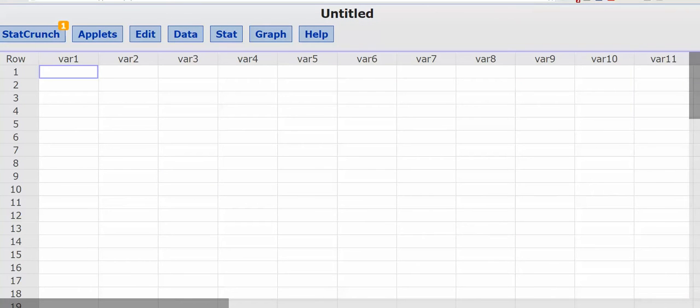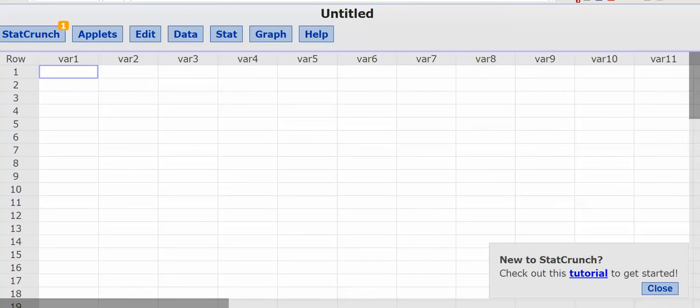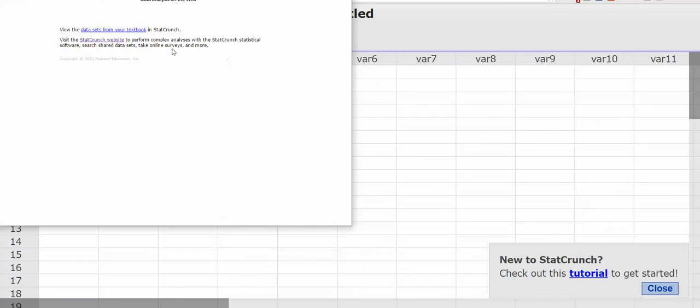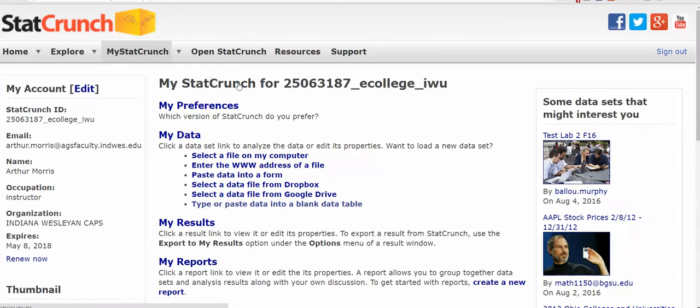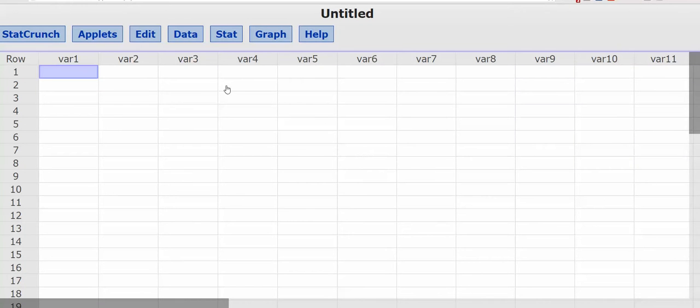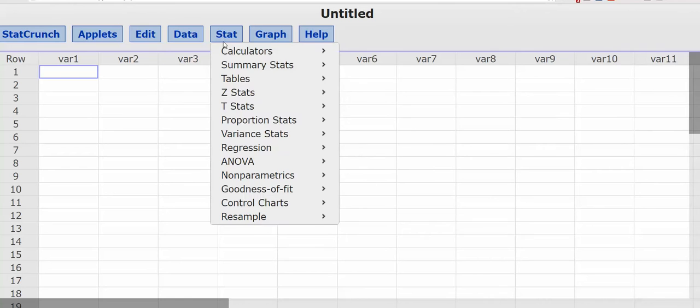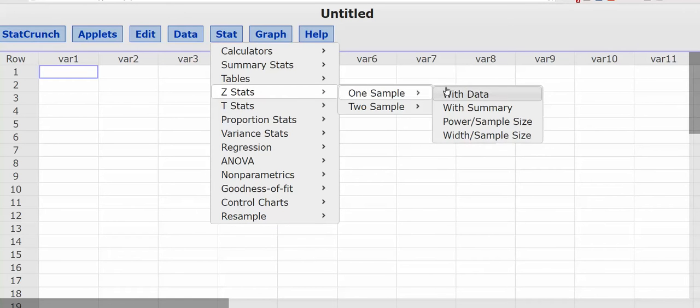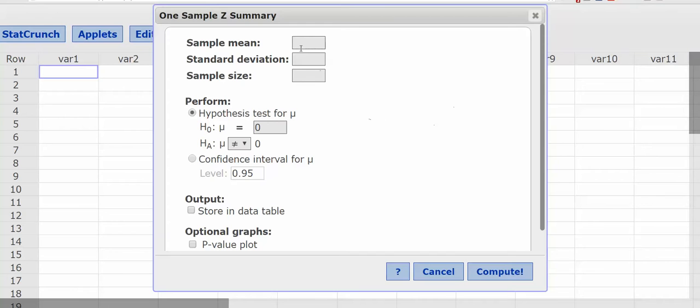and then we would click on, let's just start over there. So we'd click on StatCrunch website, and then we would click on type or paste data into a blank data table. Now I'm going to click on Stat. I'm working with Z stats here with one sample with summary. So we want a summary of the data that we enter.